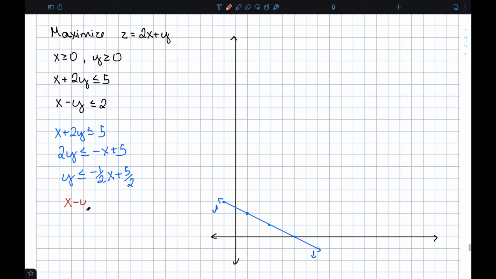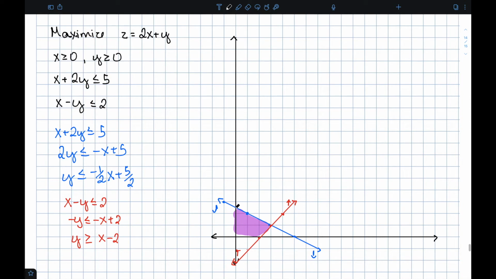My other equation says x minus y is less than or equal to 2. I can subtract x from both sides and multiply through by negative 1 to get y is greater than or equal to x minus 2. This tells me that my y-intercept is negative 2 and my slope is 1. And once again, I'm greater than or equal to, so I should be able to use a solid line. This time, I want y greater than or equal to, so I want to shade above. So I need to be below the blue line and above the red line, and I do need to be positive.